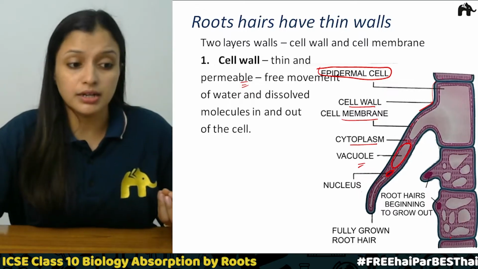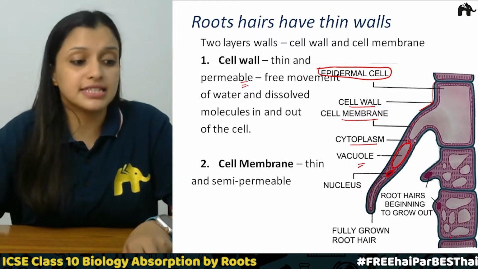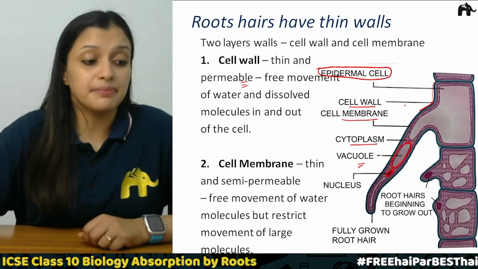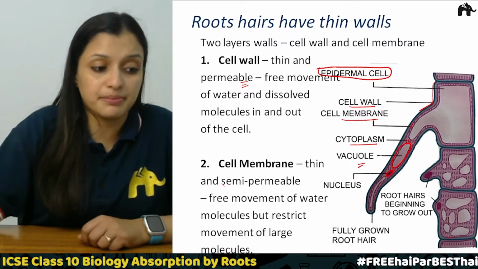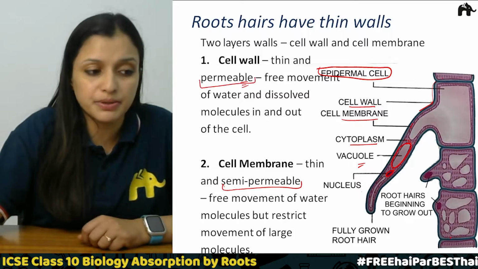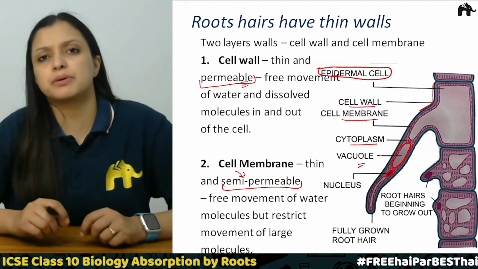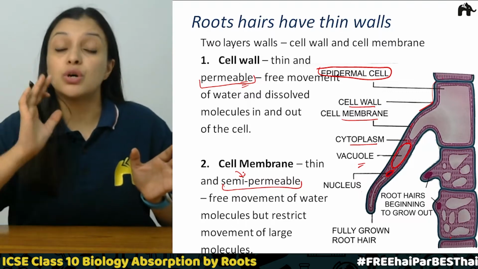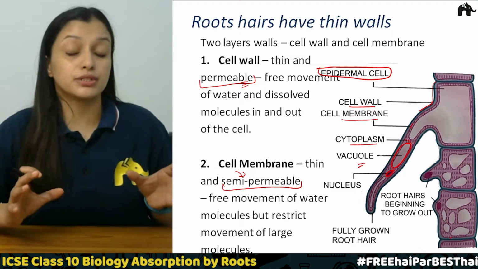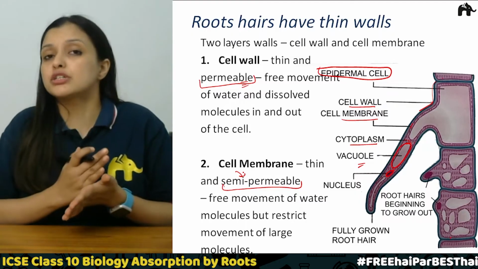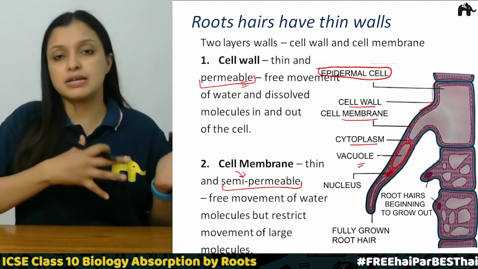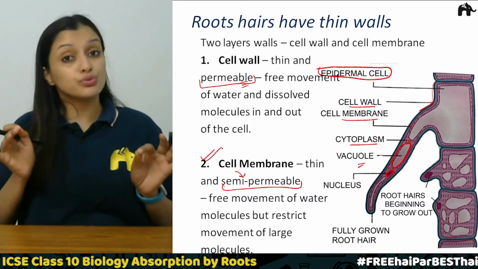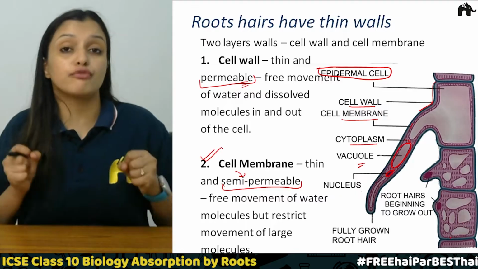So the next layer over here is the cell membrane. Now the cell membrane is again thin, but it is semi-permeable, right? So we said that the cell wall is permeable, but the cell membrane is semi-permeable. This means it will allow the water molecules to pass through it, but it will not allow the larger molecules to pass through it. So basically there is some restriction. It is not allowing all the content from outside to pass into the cell, right? So this cell membrane has the major role to play in the absorption of water, right?